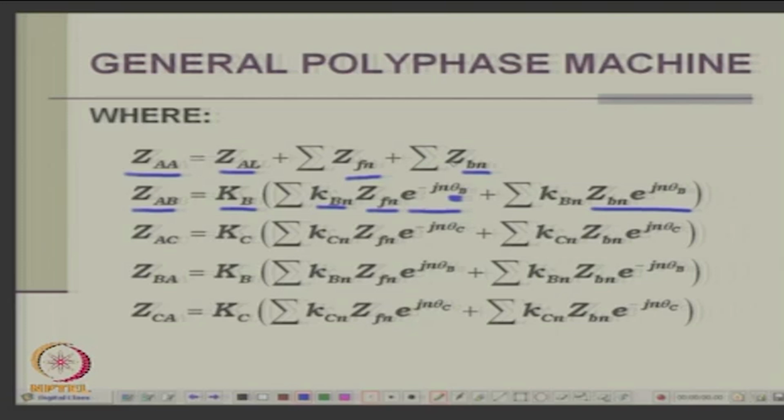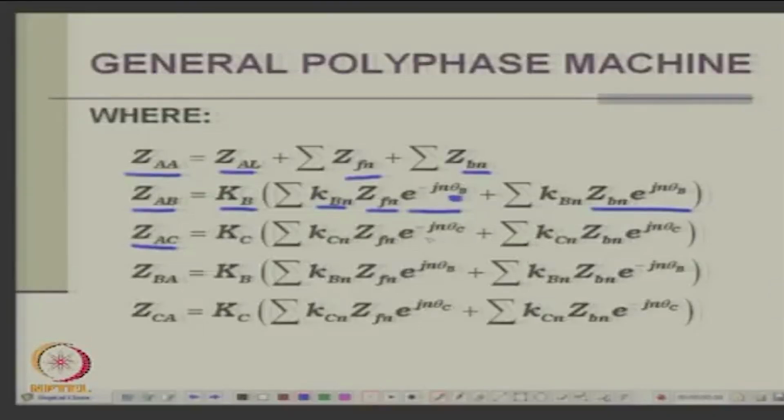See, forward and backward fields it will induce, as we have discussed in 2 phase machines. So, there is a voltage induced in the B winding due to A phase currents. If it was producing a voltage V in the A winding, it will produce Kb times V in the B winding, but it will not be in the same phase. There is a phase shift given by e to the power of j n theta b, and one will have minus theta b and another will have plus theta b because of directions. Similarly, you can write ZAC with minus theta c and plus theta c.